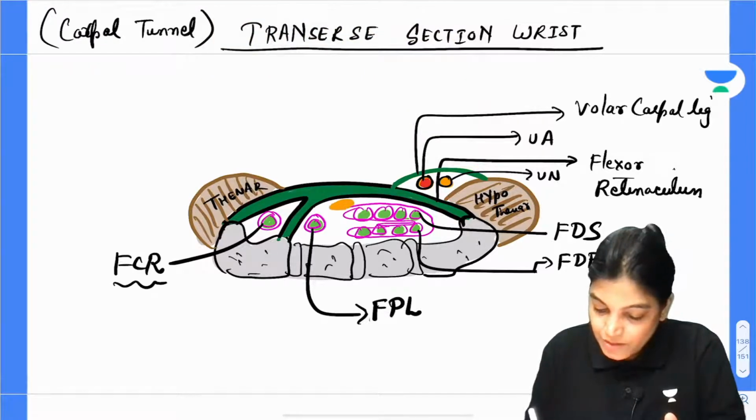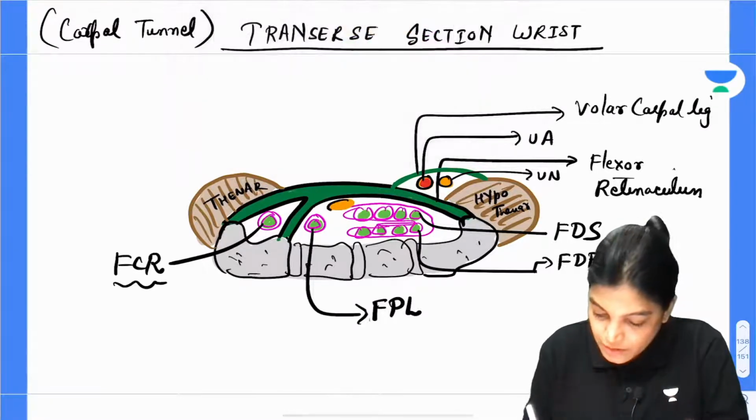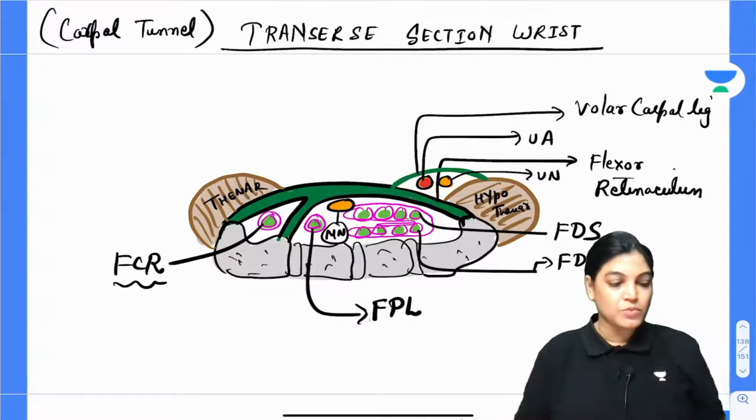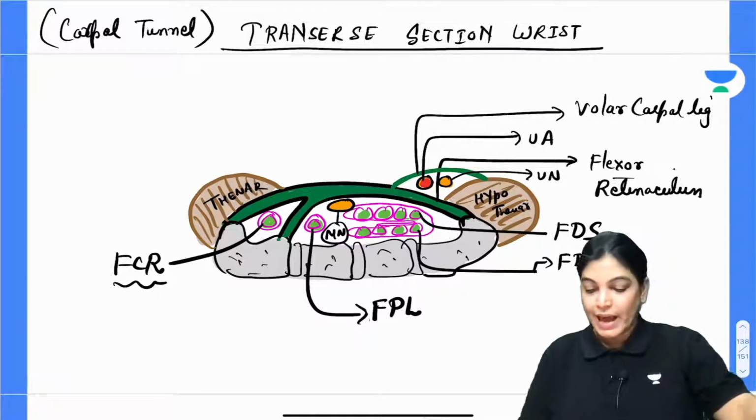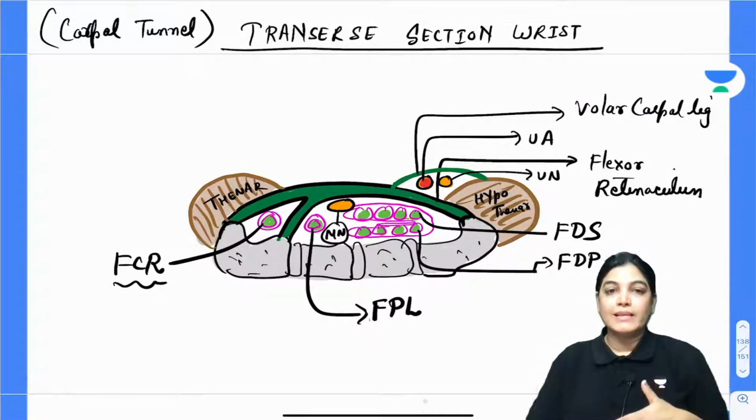The nerve which is traversing below it is the median nerve. So this is which nerve? This is MN for median nerve. So the median nerve is also traversing below the flexor retinaculum.